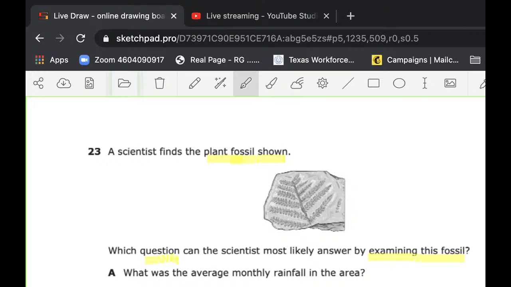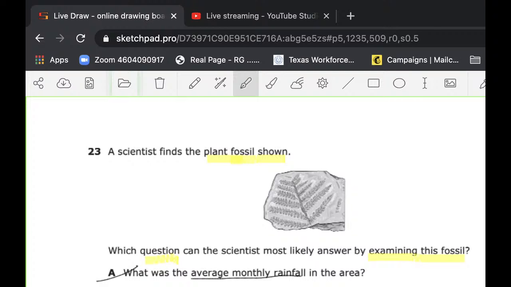First one. What was the average monthly rainfall in the area? Well, I don't think this is the correct answer because fossils can't give clues to the average monthly rainfall, but they can give clues as to whether the environment was rainy. However, the average monthly rainfall can't be determined just by a fossil. So we can eliminate option choice A.